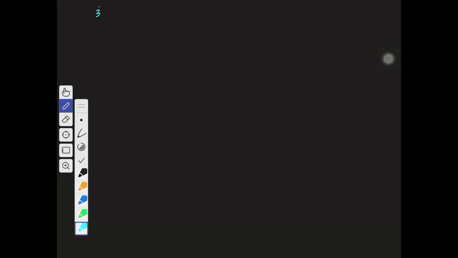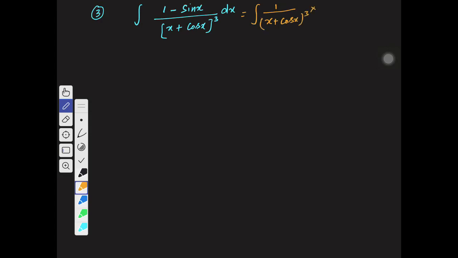Let's take the third example. Integration of, I'm going to take one with fractions. So let's say, don't take 1 plus, let's take 1 minus sin x divided by (x plus cos x) to the power 3. Now it's a different one. We are taking something in the denominator with some powers. So always remember, you can rewrite your function in two parts, like 1 over (x plus cos x) to the power 3 times (1 minus sin x) dx.